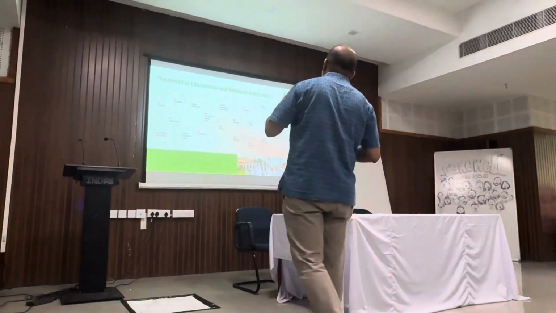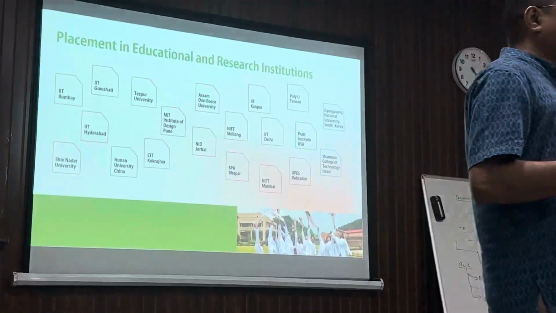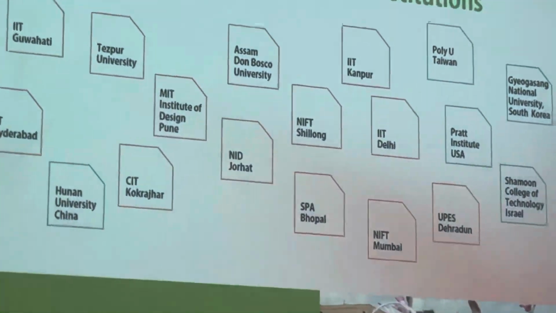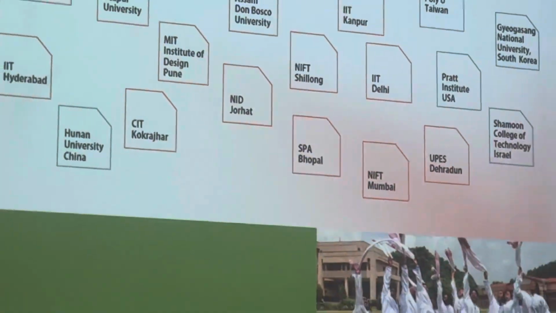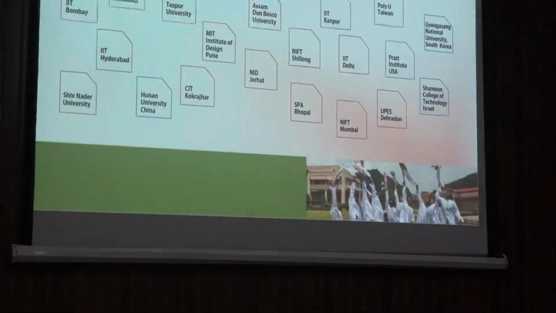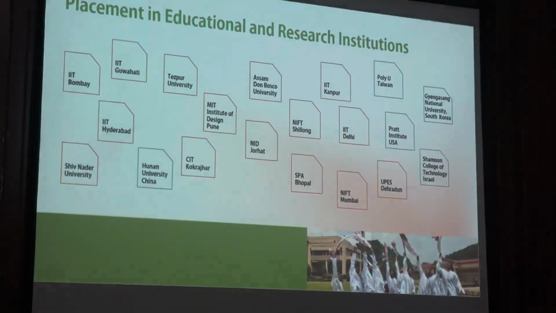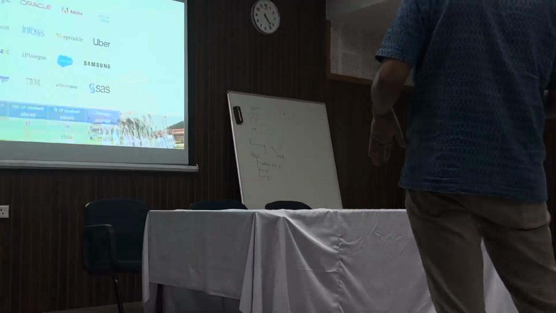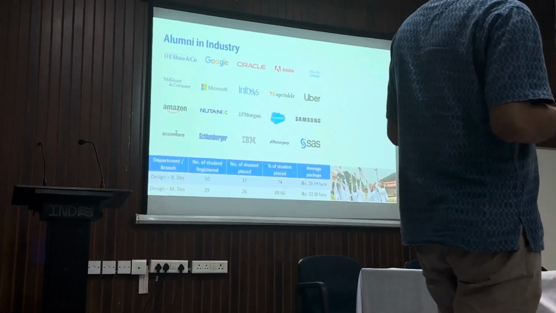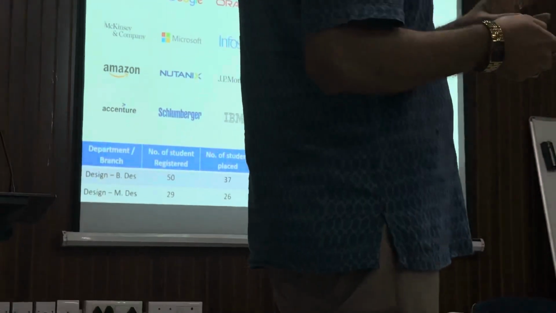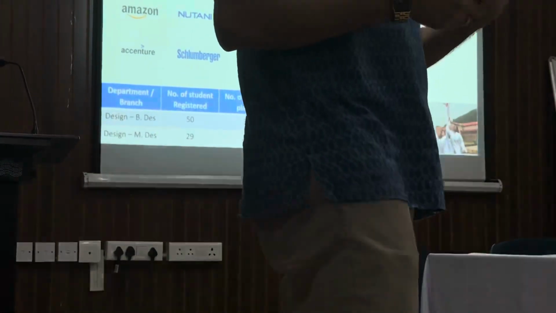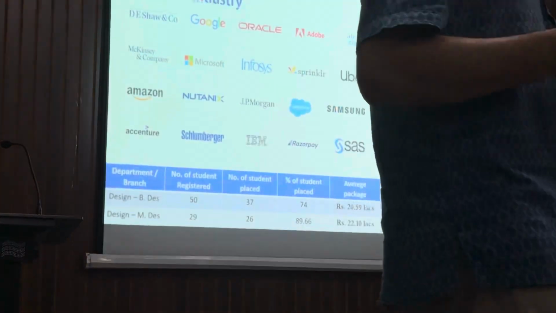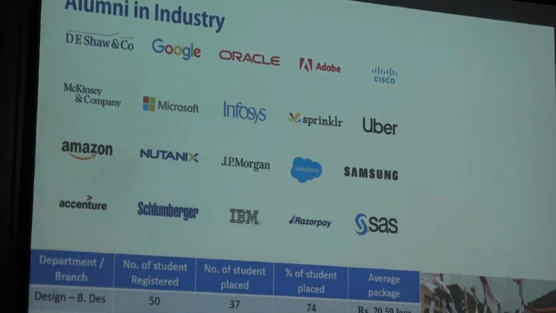Placement in educational research institutes is strong because we have a very strong PhD program, and many of our PhD research scholars look for opportunities in different academia and research institutions. The new trend is that many PhD students are also looking for opportunities in startups and business organizations, not only limited to academia. Our alumni are at Shaw, Google, Oracle, Adobe, Cisco, McKinsey and Company, Boston Consulting Group, Uber, Samsung. You name any business organization, you will find our BDes and MS graduates, and these days PhD graduates are contributing.